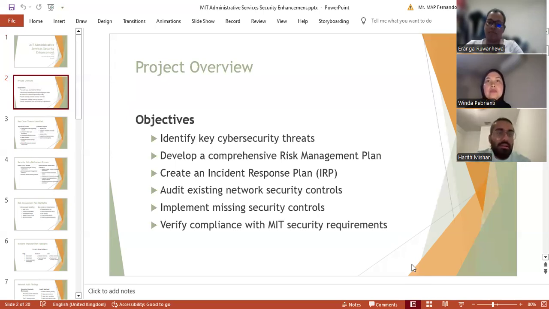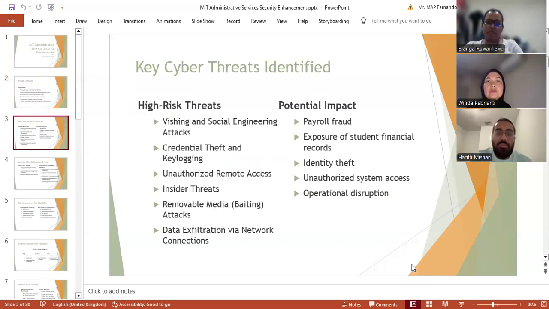In the next slide, we found several important security threats, and these are social engineering attacks, password theft, unauthorized access, insider attacks, and data theft. These threats can cause problems such as payroll fraud, loss of student information, identity theft, and system downtime. To reduce these risks, strong security controls and staff awareness are very important. These are the key points.